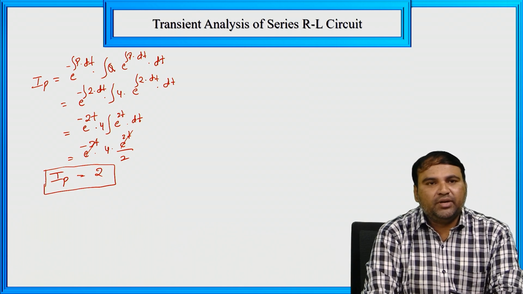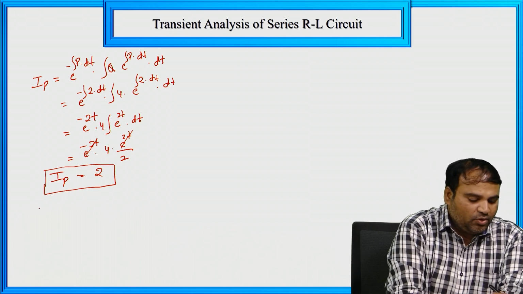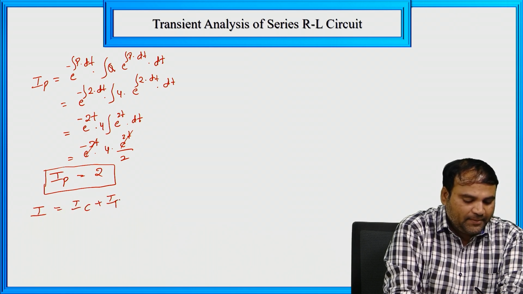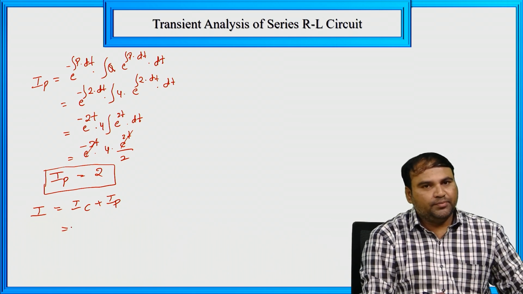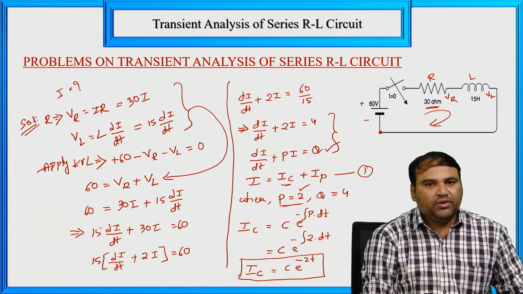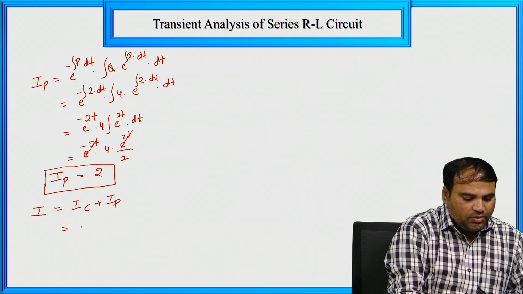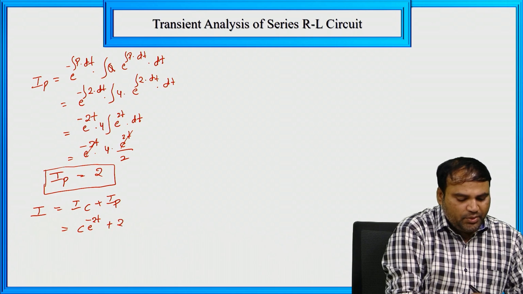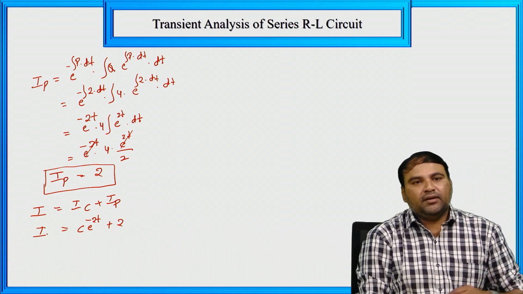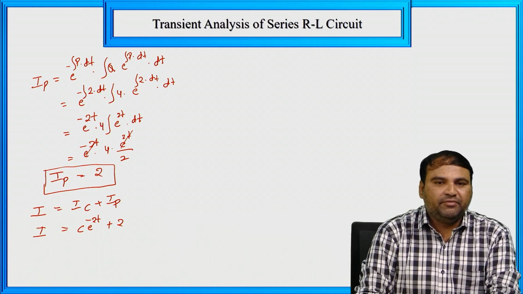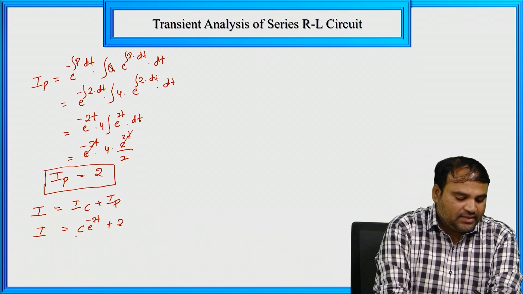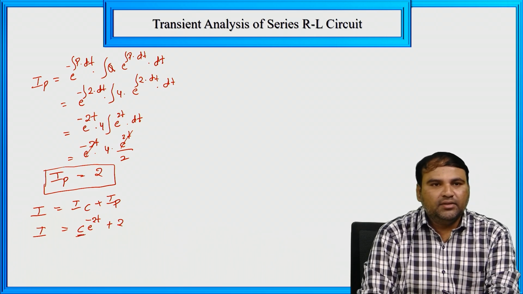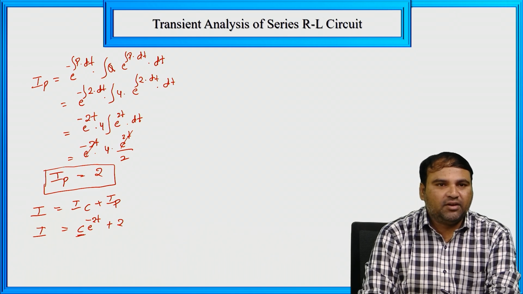Now we need to substitute IC value and IP value in the total current expression, that is I equal to IC plus IP, where IC equal to C into e to the power of minus 2t. So C into e to the power of minus 2t plus IP value is 2. Here is the current response. So in this equation we are having the constant term, that is C here. Now we need to calculate the C value. Okay. So now we need to find out C here, that is constant C.